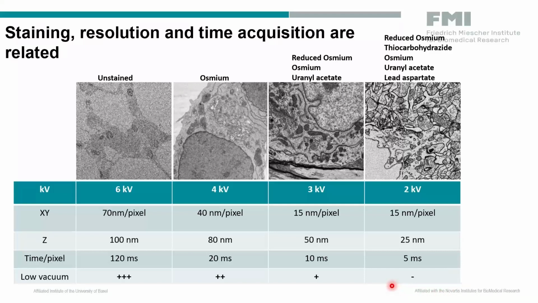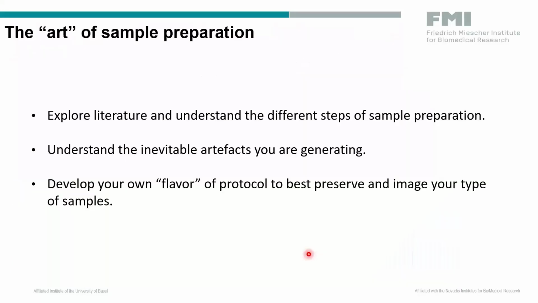acquisition parameters. So we can even acquire at lower kV, and we can reach in X and Y even lower, 10 nanometer pixel, and cut in Z at 25 nanometer. Actually, I forgot to, it's a mistake. Actually, it's microsecond, not millisecond. That's way too much. Sorry.